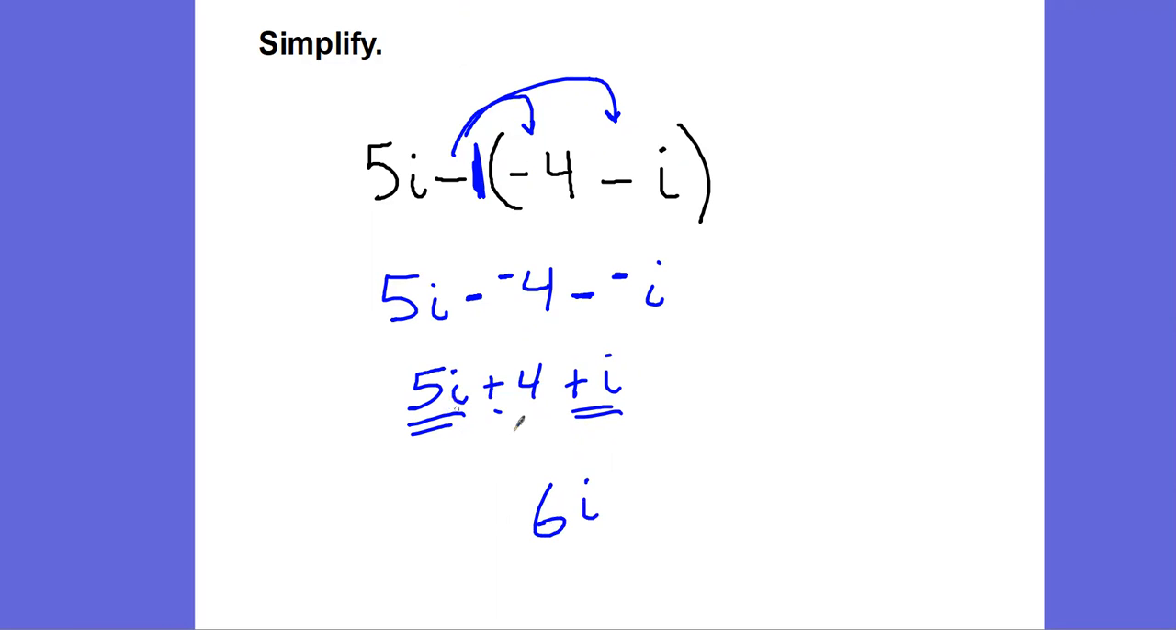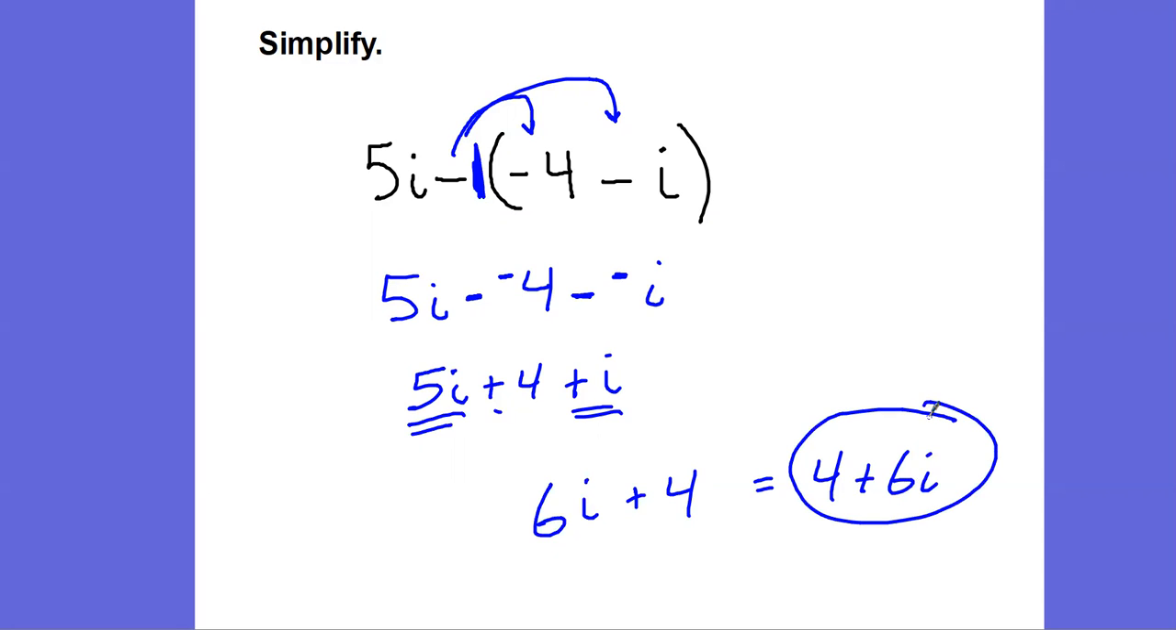Make sure you don't turn this into an i squared kind of deal. You're not multiplying these i's. It's not i times i, so you don't want any i squareds here. And then we have this +4. Let's flip this around so that we have that in the standard form of a complex number. Final answer for that one would be 4 plus 6i.